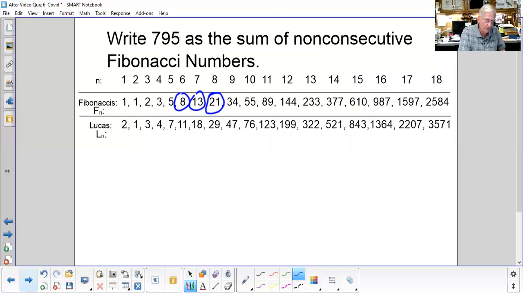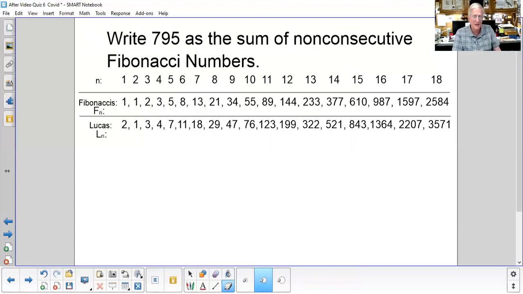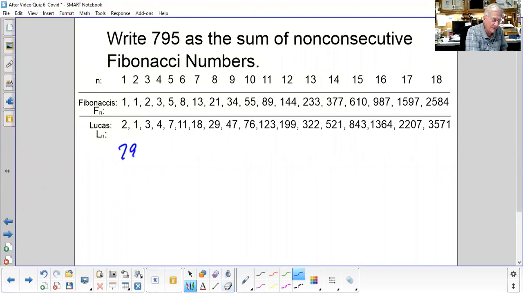So what we're looking for is to find a sum of numbers that will add up to 795 that are all Fibonaccis. However, none of them are consecutive to each other. Well, how do I do that? Well, it's not too hard to do. Here's all you have to do. It's very simple. You take 795, and you write it down.